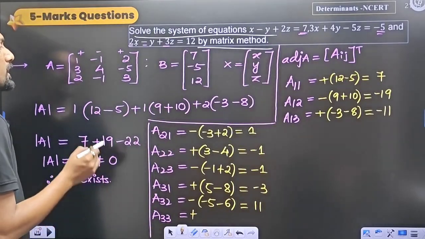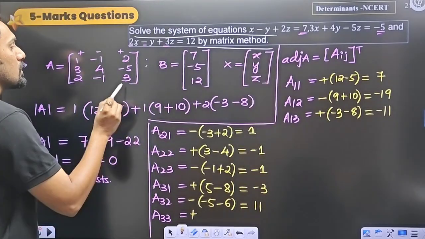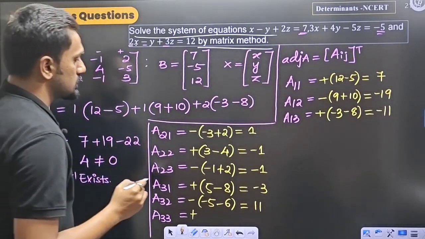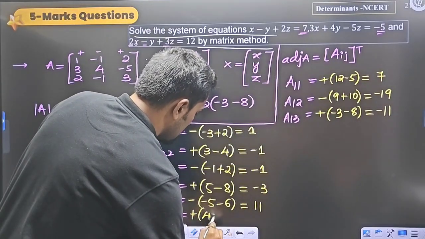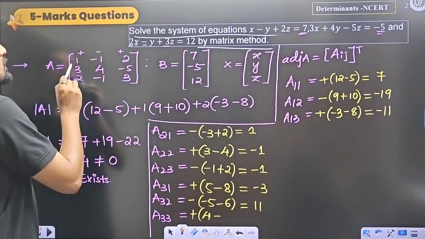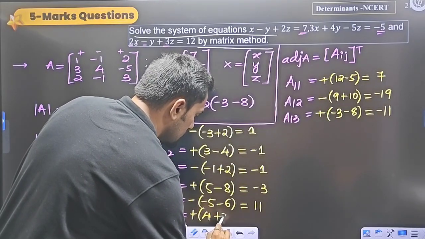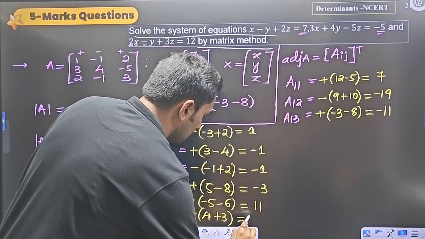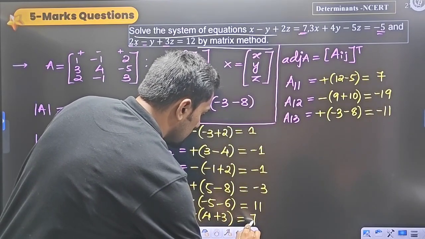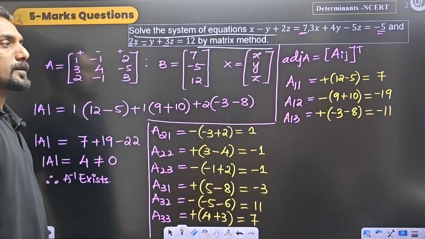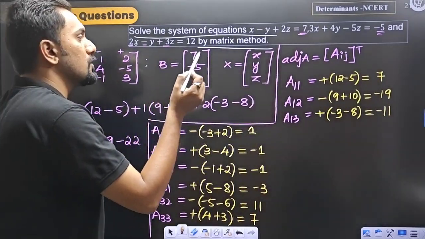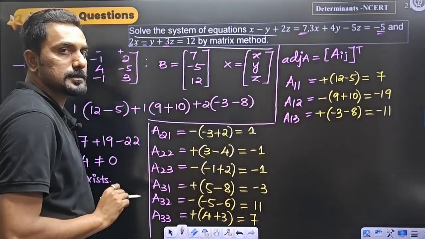The last cofactor, that is third row, third column. 1 into 4 is 4, minus 3 into minus 1 is minus 3, minus into minus plus 3. 4 plus 3 will be 7, how much is 7, plus 7. Hope you understood how we got the cofactors.